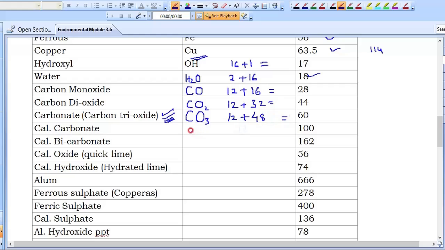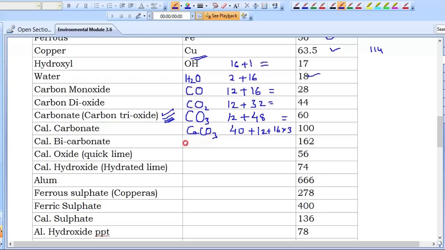Then calcium carbonate. Calcium and carbonate. CO3 is a carbonate and this is a calcium carbonate. Calcium is 40 plus carbon is 12 plus oxygen 16, and 16 into 3, that totals 48. 48 plus 12 is 60, 60 plus 40, it is 100.